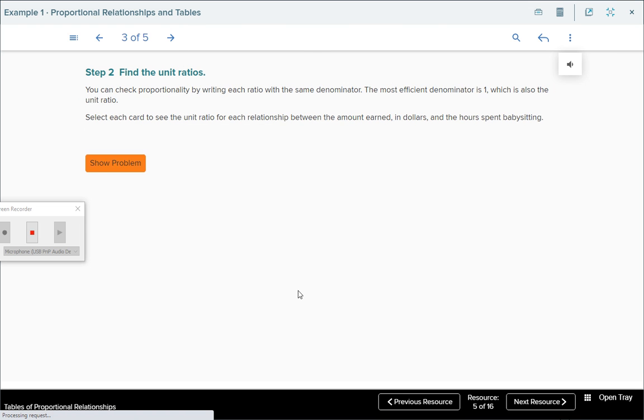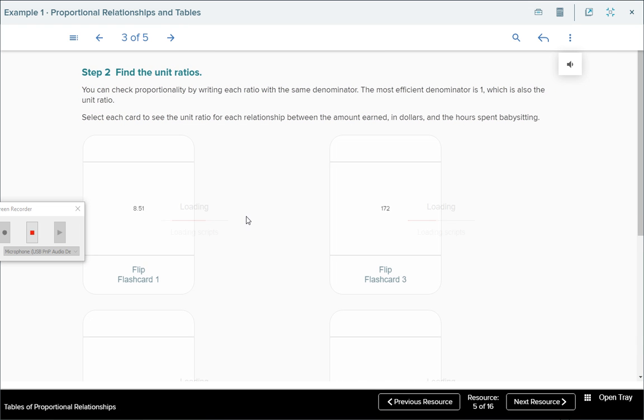Okay, now we find the unit ratios. What does that mean? Well, if we flip it over, she earns $8.50 for 1 hour, right? For $17, that's how much she earned over 2 hours, right? Agreed? Okay, which goes back. This can simplify down to what? 8.5 for what? 1 hour.